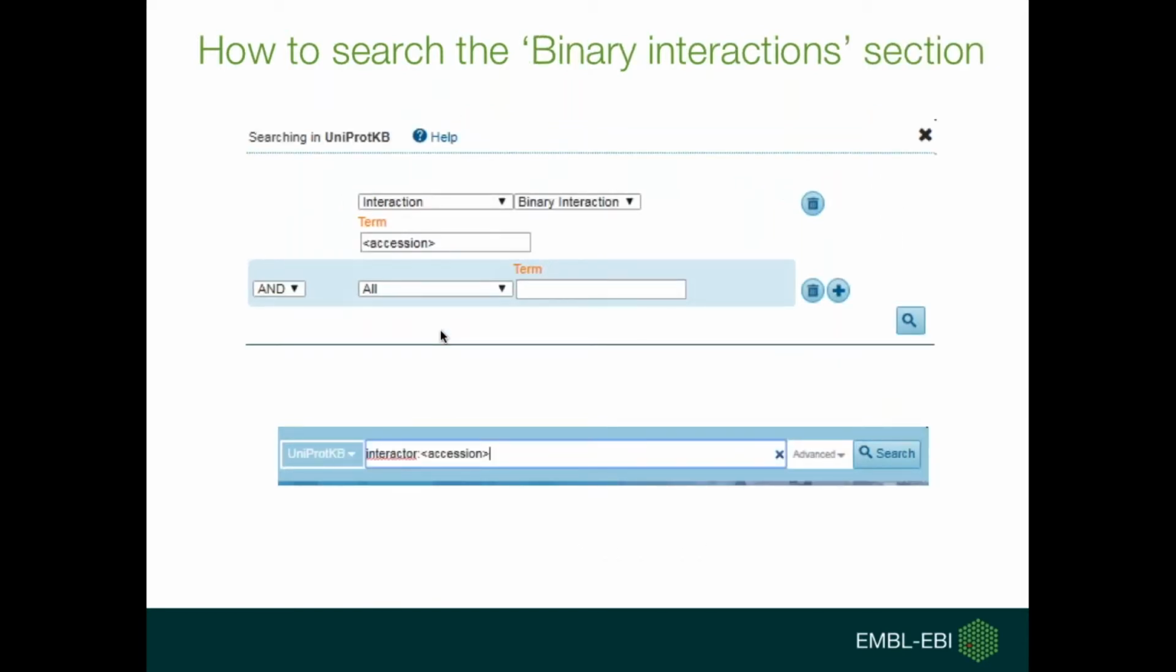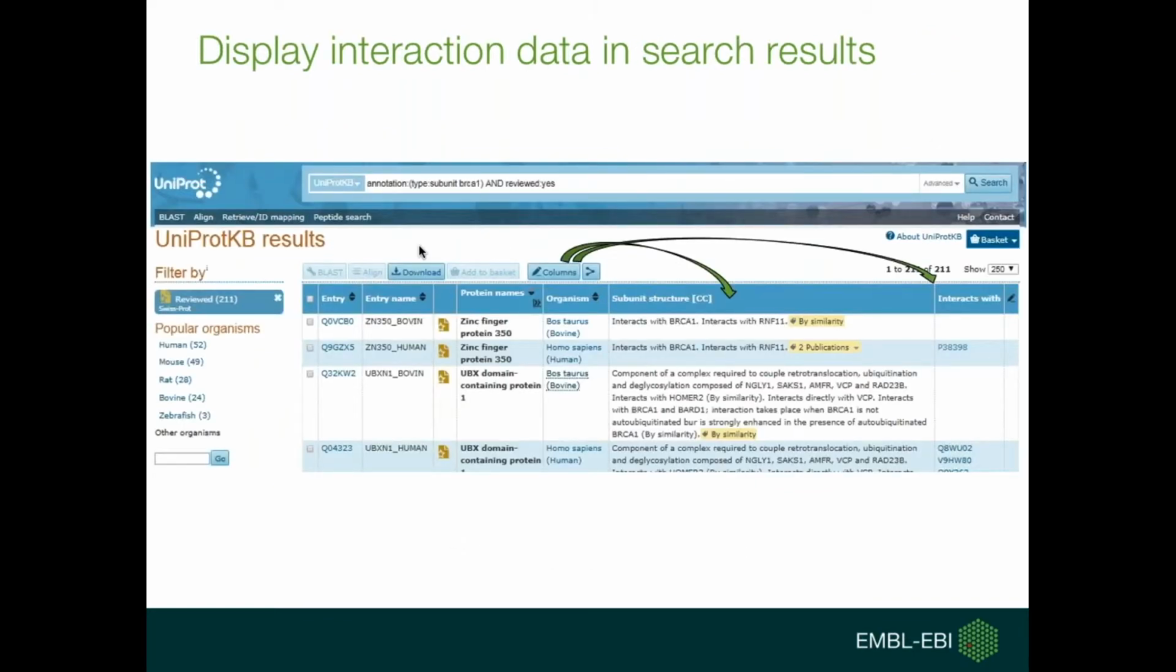Searching binary interactions is similar, but not exactly the same. Again, you can use the interaction field as the primary one, selecting binary interaction as the secondary field. This time, you don't provide a gene name, but instead a UniProt accession number, like this. This is due to the way data are stored in the IntAct database, which refers to them by the UniProt accession numbers. Once you've run a search, you will be presented with the results in a tabular view that is common to all the searches in the UniProt knowledge base, like so.